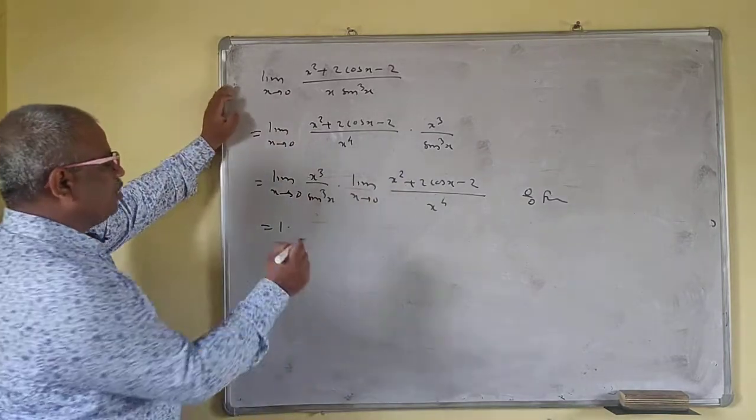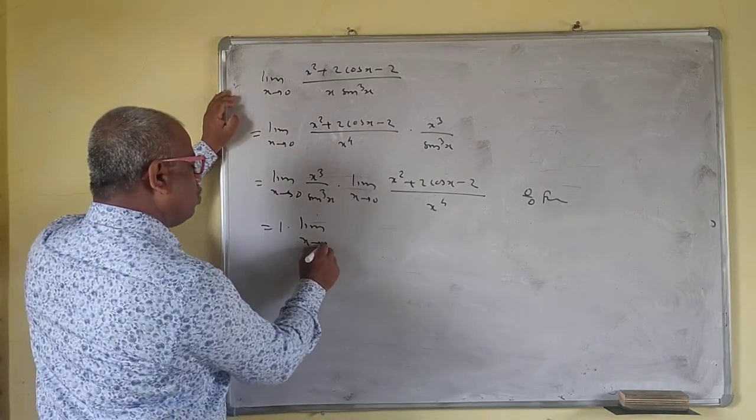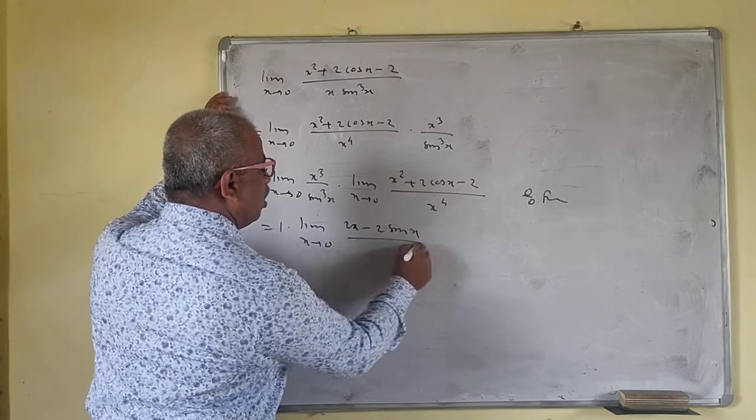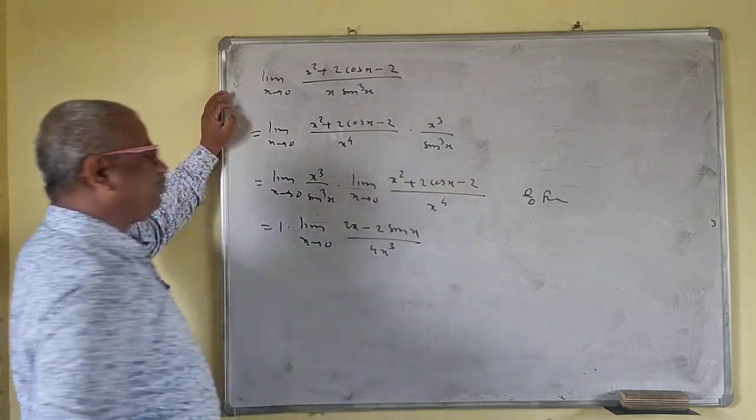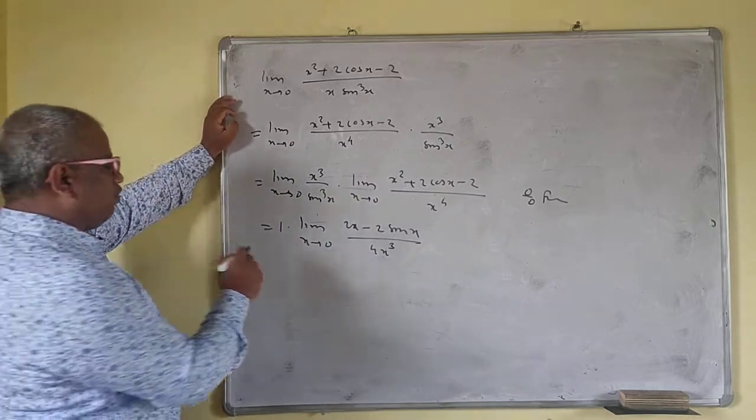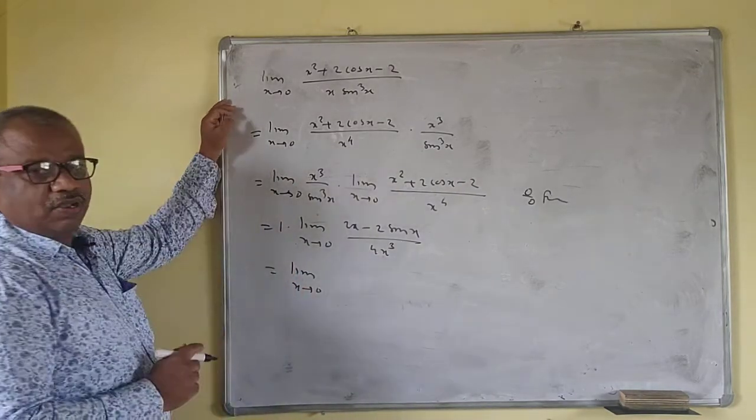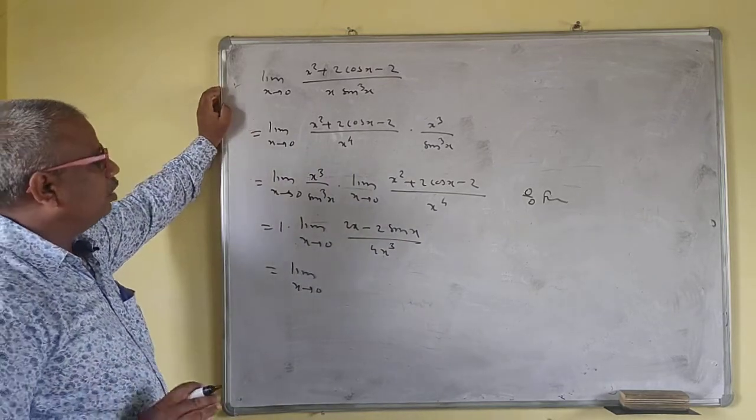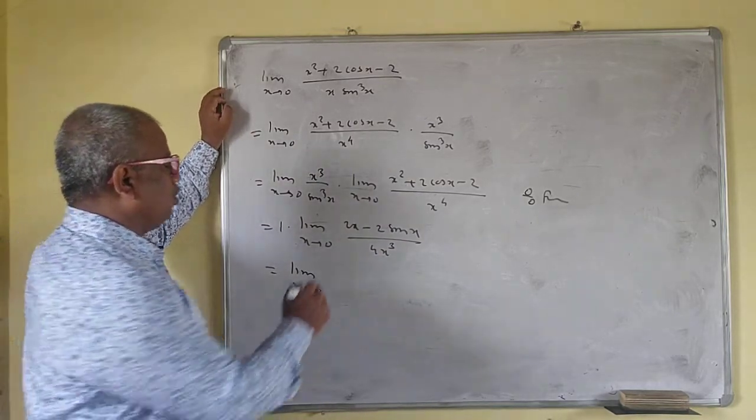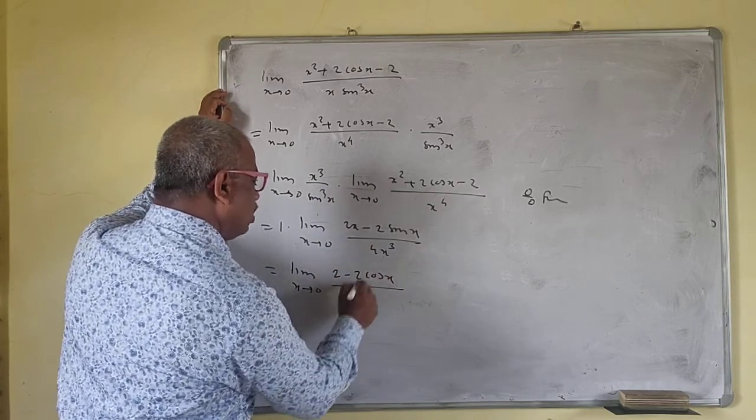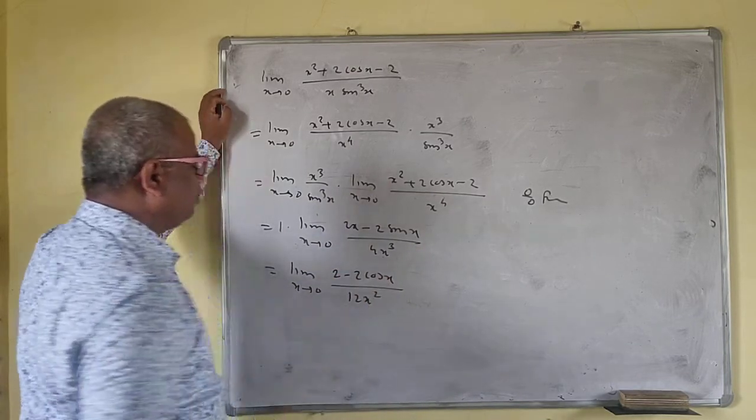Okay, so now we'll differentiate this limit. We'll apply L'Hospital rule here. So this is twice x minus 2 sin x upon 4 x cube. Okay, so go on differentiating. No need to write the 1 now, because 1 into anything is that anything. So this is 2 minus 2 cos x upon 12 x square.